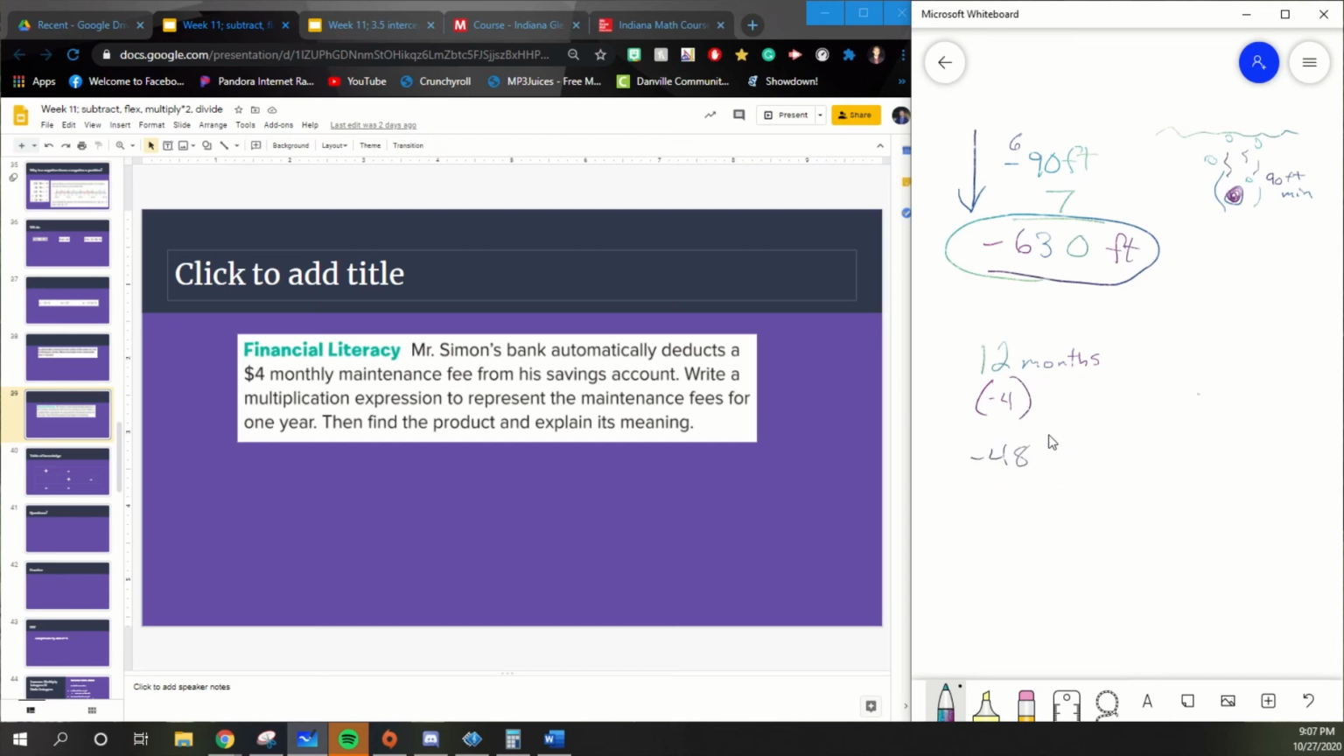What does this negative 48 stand for? Explain its meaning. Well, this negative 48 is how much is taken out of his account in a year, basically for maintenance per year.